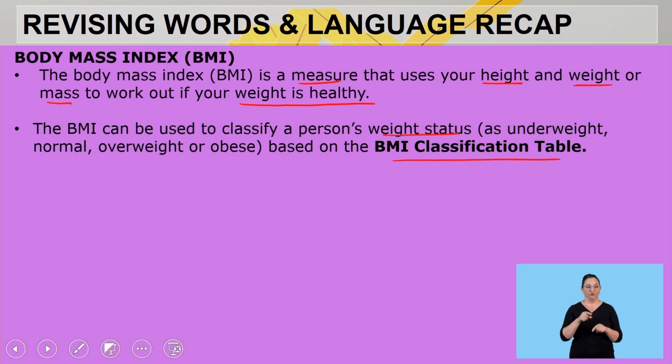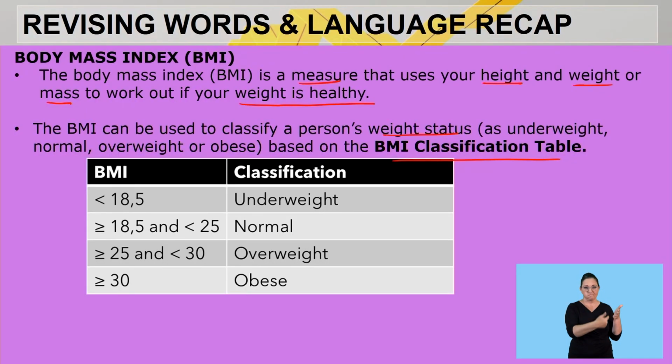And remember, you don't have to study this. Should there be a question in your test or exam, this will be provided to you. Here's our BMI classification table. Based on this table, a BMI less than 18.5 will be classified as underweight. Equal to or more than 18.5 and less than 25 will be classified as normal. Anything equal to or more than 25 but less than 30 will be classified as overweight. And anything equal to or more than 30, the BMI will be classified as obese.